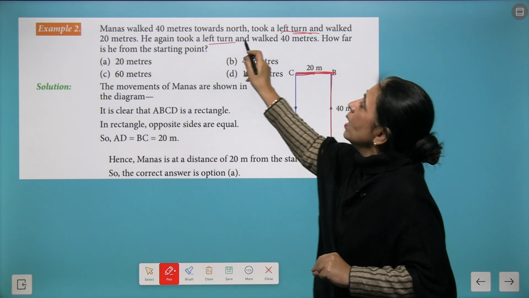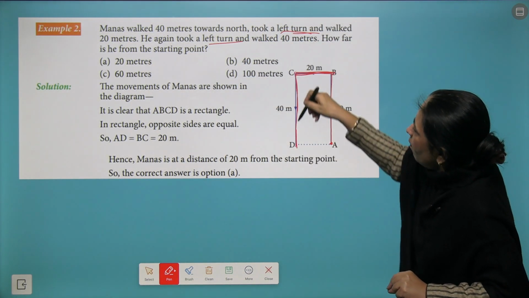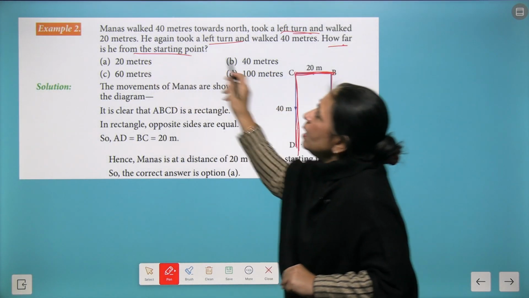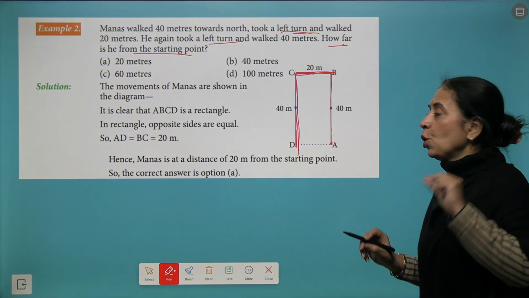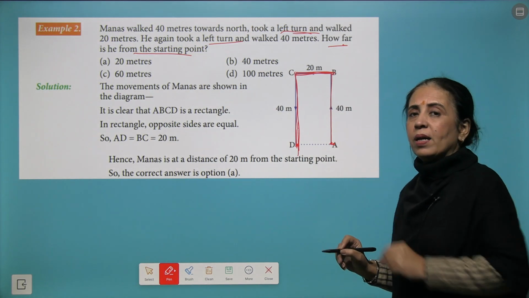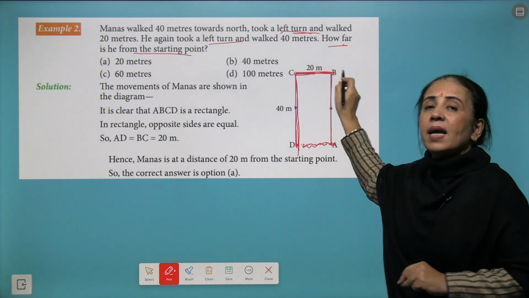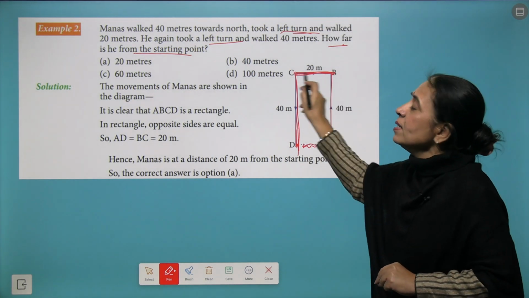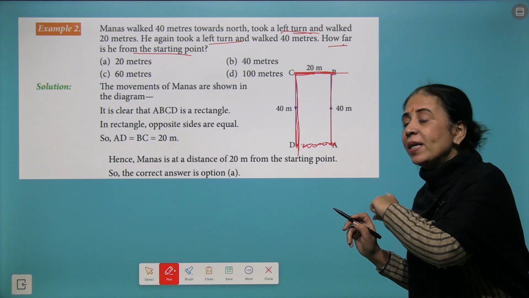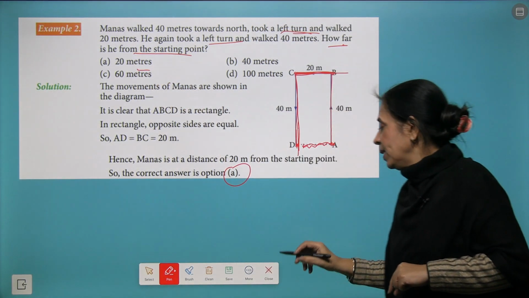He again took a left turn and walked 40 meters. So he is coming towards the south direction. How far is he from the starting point? Your starting point was A and the ending point for Manas is D. You need to find this distance, and this distance is exactly equal to distance BC, which is 20 centimeter. Am I right? So we say the correct option is A, which is 20 centimeters.